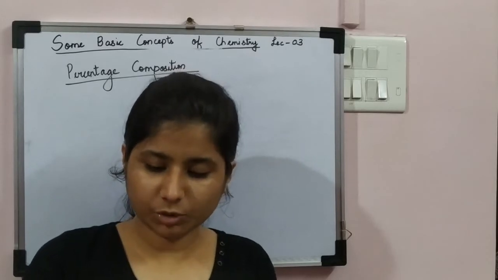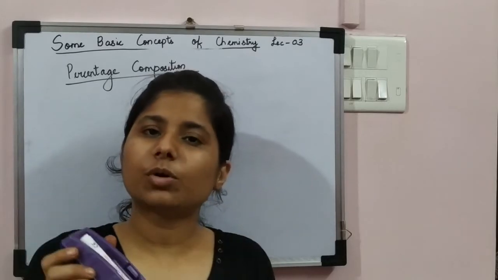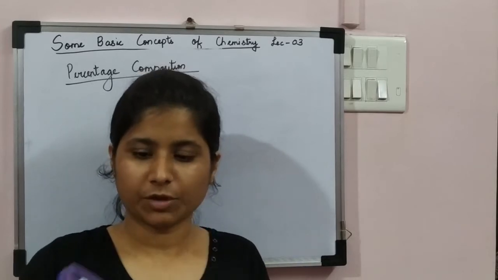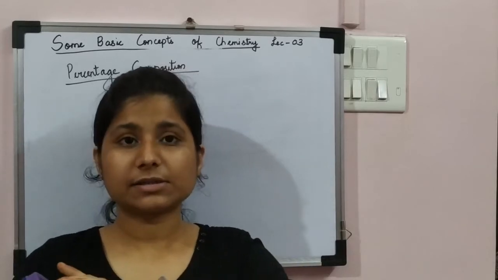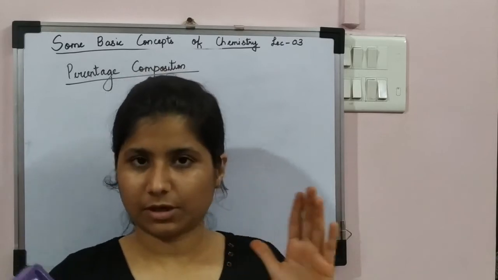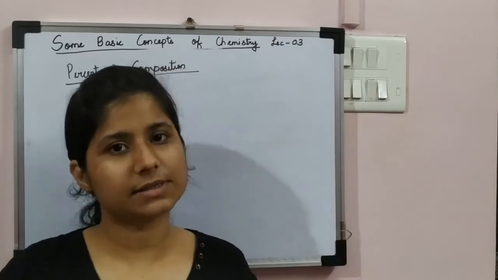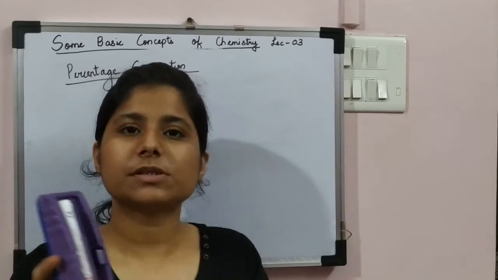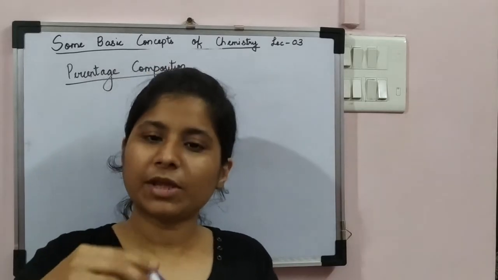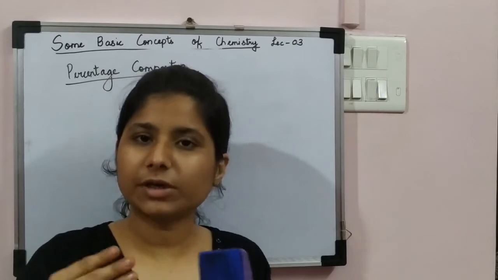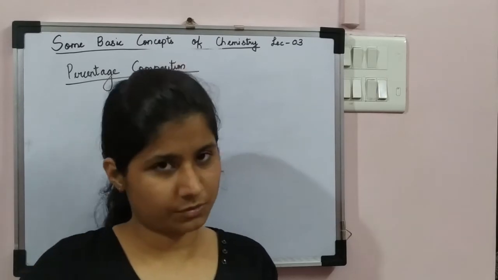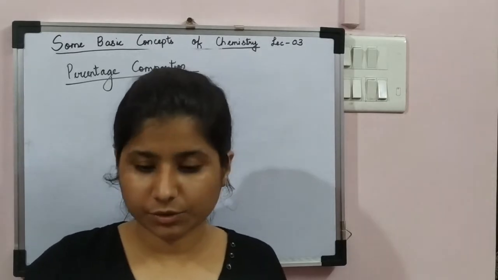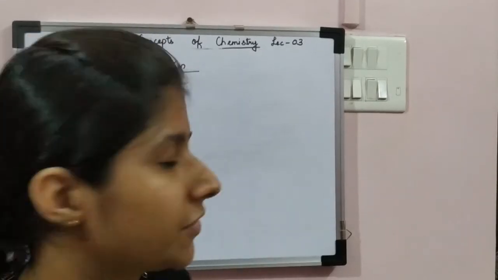Now I'm keeping them together and I'm asking you what is the percentage by weight of the pen and the duster. I will say this is 25%. I have taken the total weight as 100 grams, and that is 100%. So 25% of the total weight is the pen and 75% is the duster, right? This is how, by weight, we calculate the percentage composition of different substances.